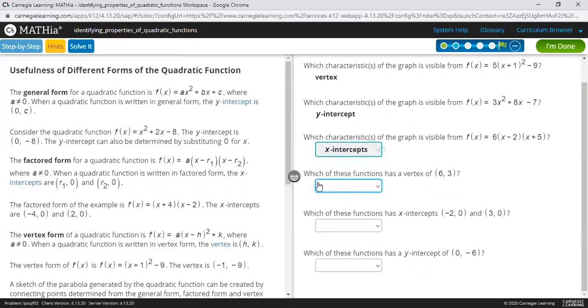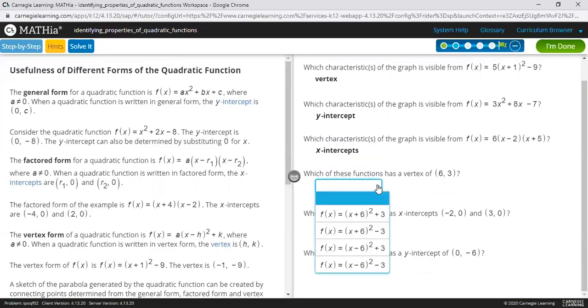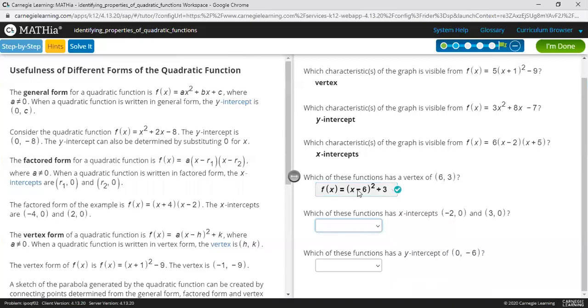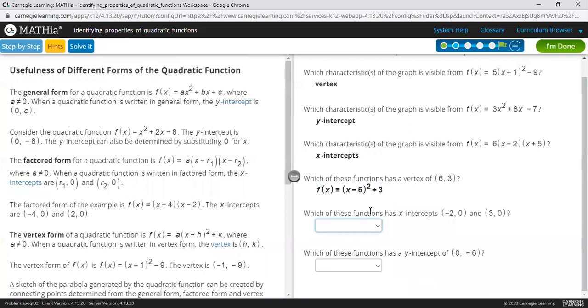So now it wants to know which of these functions has a vertex of (6, 3). So now we're looking through four possible equations in vertex form. So remember that 6 is going to be the opposite, and that 3 will be positive. So that's going to be our function there. So it's going to be x minus 6. So our h is 6, and then our k is 3. And this is also, remember, when we looked at the transformations, we'd be moving right 6, so +6, and then up 3, +3.